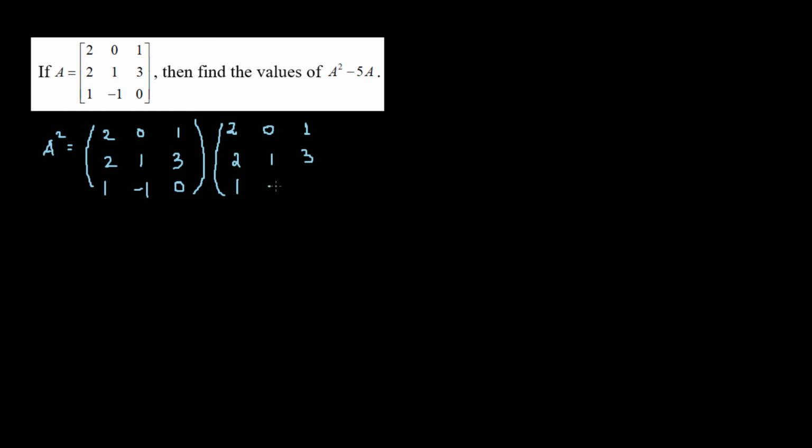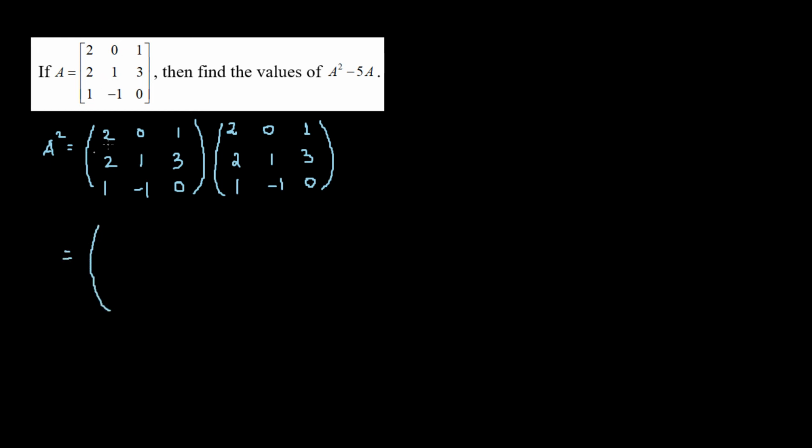So here we're provided with a 3 by 3 matrix A. Using this information, we need to find out the value of A squared minus 5A. So let's begin by finding the value of A squared. So A squared will be 2, 0, 1, 2, 1, 3, 1, -1, 0, multiplied by itself: 2, 0, 1, 2, 1, 3, 1, -1, 0. So let's find out the product.